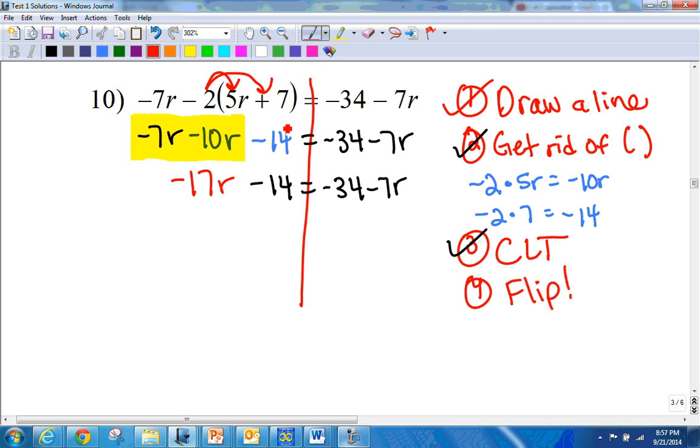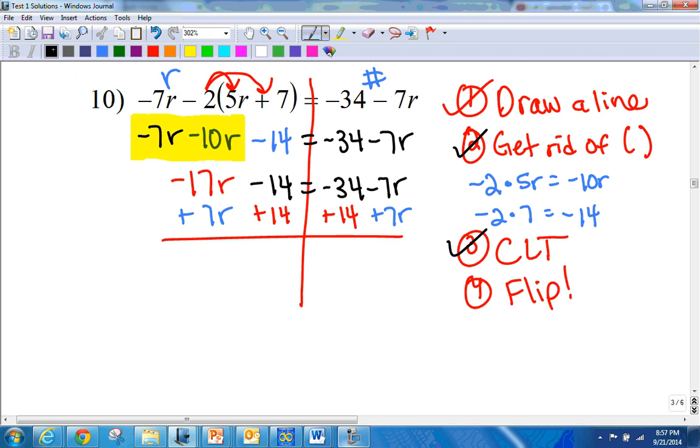All right, so we want our letters on the left, numbers on the right. So we're going to want R's over here and numbers over here. What R's are on the right side that we don't want? Yeah, let's get rid of that 7r. Okay, opposite of -7r is +7r. And let's see, we can also get our numbers over on the other side too. Opposite of -14 is +14. And draw our line so we keep it nice and organized.